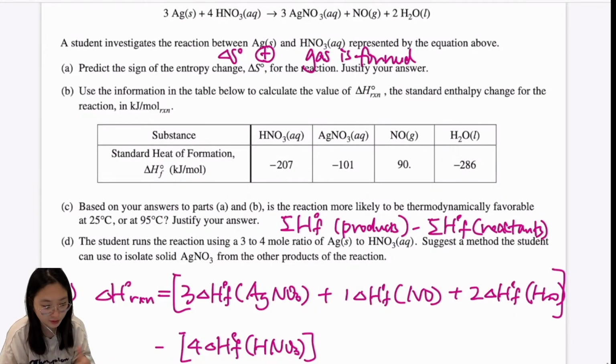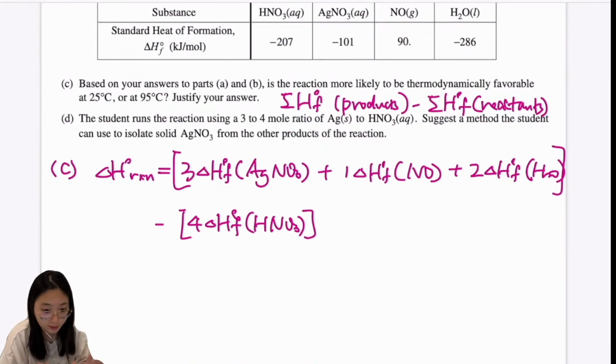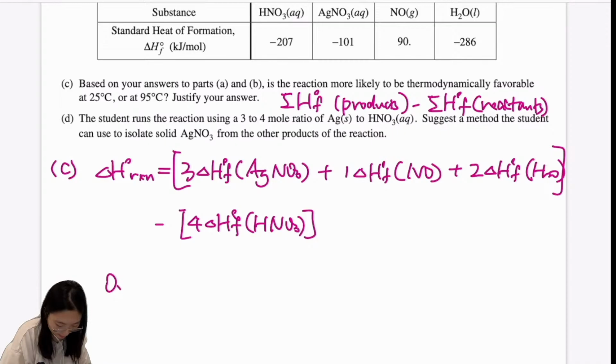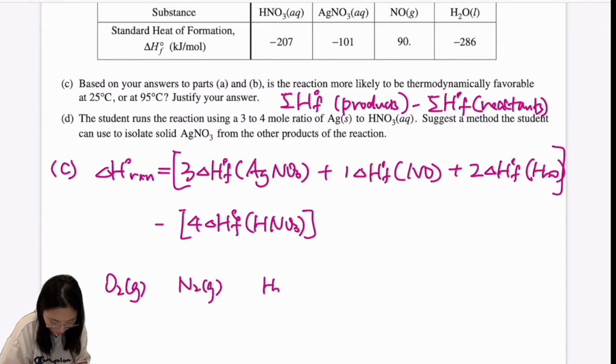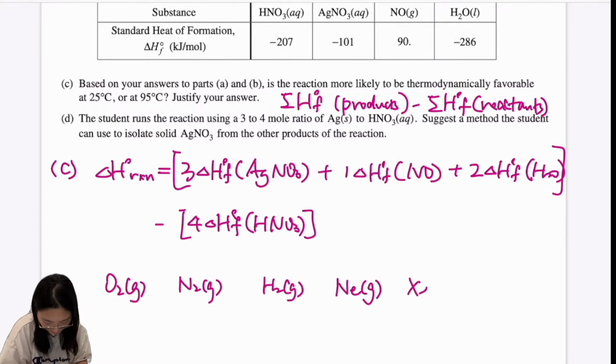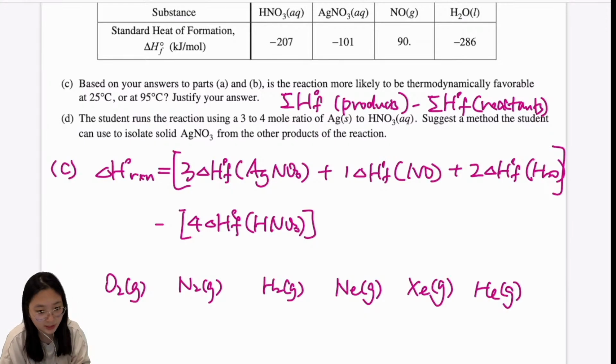Okay, Reva, I just answered your question, why we don't have to worry about silver. All the metals are not the only species that we don't have to worry about for enthalpy change of formation. I'd say oxygen gas, nitrogen gas, hydrogen gas, or all of the noble gases such as neon, xenon, helium, all of them. They are pure elements, and they are in the most abundant form in nature.